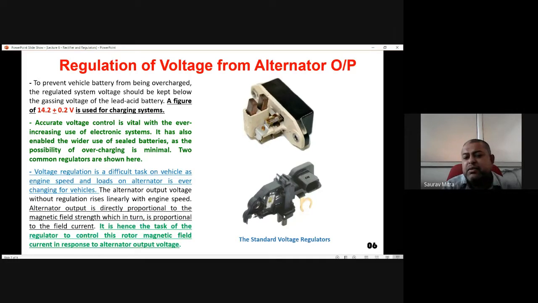These are common regulators taken from Bosch, and here it is explained why voltage regulation is difficult. Voltage regulation is a difficult task on a vehicle, as engine speed and load on the alternator are ever changing. The alternator output voltage without regulation rises linearly with engine speed.